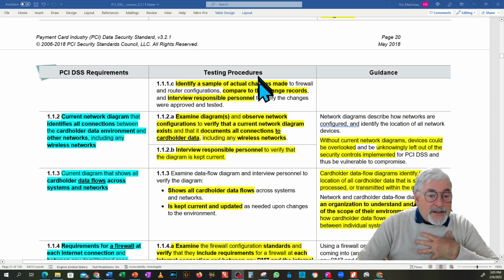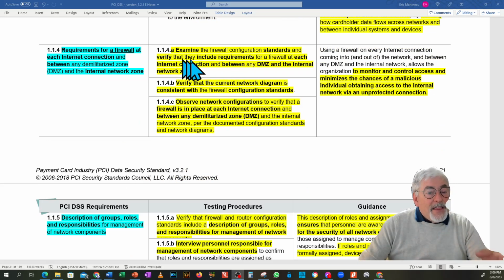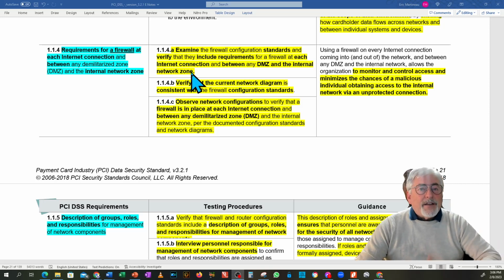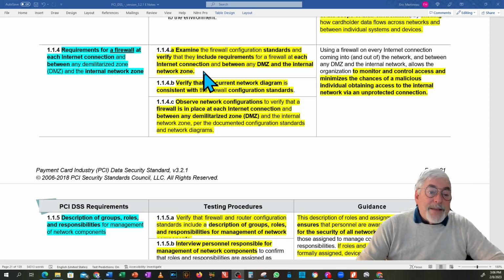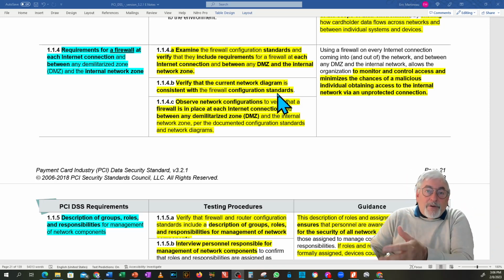So what are we expected to do under the testing procedure? We are to examine the firewall configuration standards and verify that they include requirements for a firewall at each internet connection and between any DMZ and the internal network zone. So again, you have to have one there to block any kind of traffic moving between these separate types of areas, right? Verify that the current network diagram is consistent with the firewall configuration standards. Again, that's back to what we just got through reading a second ago, is that what you've written down also has to be what you've actually implemented.